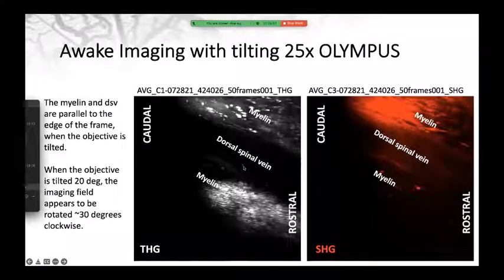In addition to that, the tilting of the objective and the imaging window is no big deal. It just makes taking stacks and navigating the cord a bit more challenging, because the objective not only has to go in one direction, it has to go in two directions, basically in the Z and the Y direction.